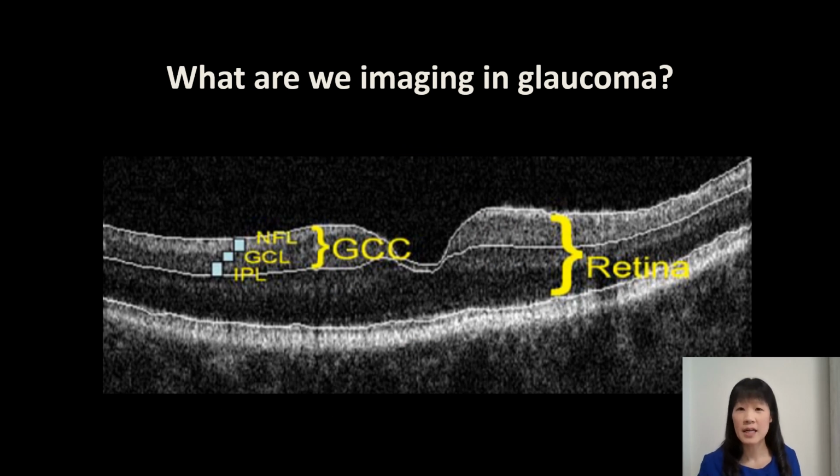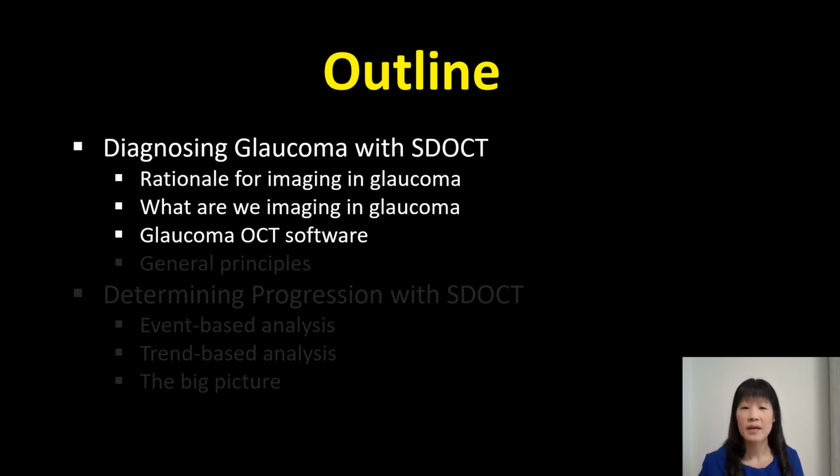So what are we imaging in glaucoma? Again, before OCT, we did not have such a beautiful view of the macula, where we can see the ganglion cell complex with the nerve fiber layer, ganglion cell layer, and inner plexiform layer, or we can image the macula, the whole retinal thickness. So this is the new way to look at the macula in our glaucoma patients. So that's what we're imaging in glaucoma. We're imaging the optic nerve, the nerve fiber layer, and the macular region, those three regions.